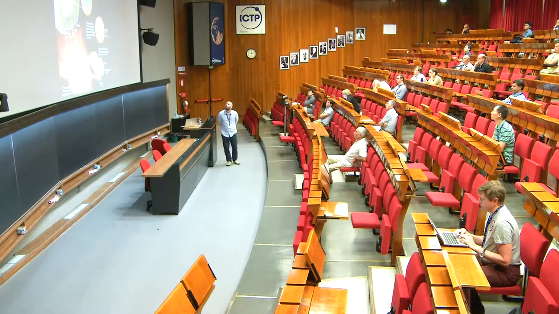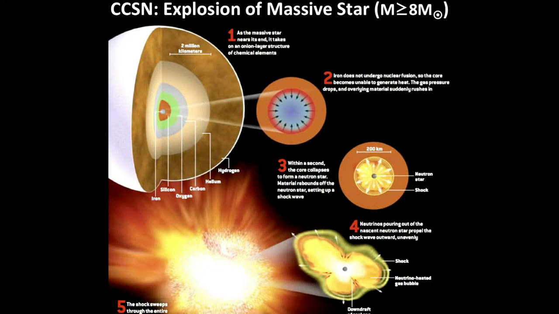So core collapse supernova is basically the transition from a massive star to a compact object like a neutron star or a black hole. A massive star evolves over tens of millions of years until it dies in a supernova in about 1 second and leaves behind a compact object. At the end of its evolution, the massive star has an iron core in the center surrounded by lighter and lighter elements.